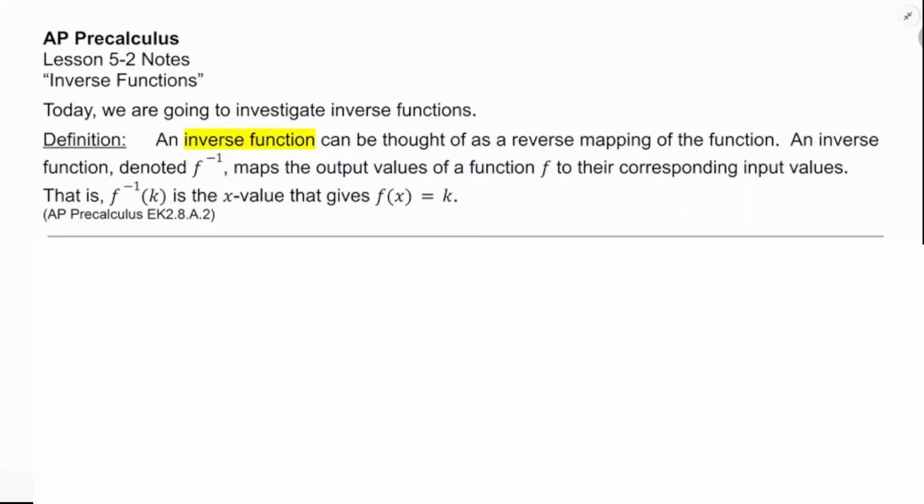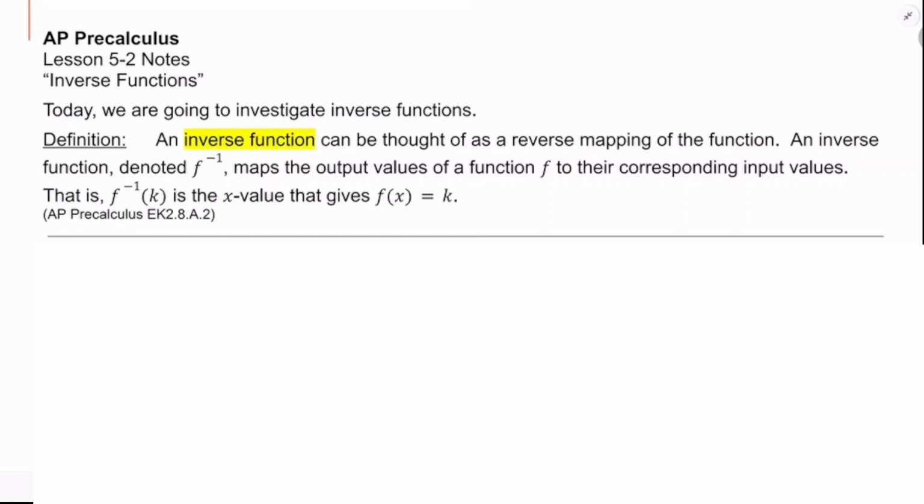Alright, welcome. In this video, we're going to be talking about inverse functions. And in this class, an inverse function is going to be thought of as a reverse mapping of the function. Like they say in the course description, an inverse function, denoted f to the negative 1 power, which is kind of a misnomer because it's not 1 over f, maps the output values of a function to their corresponding input values. That understanding is going to be important for us, and that's actually where I'm going to start.